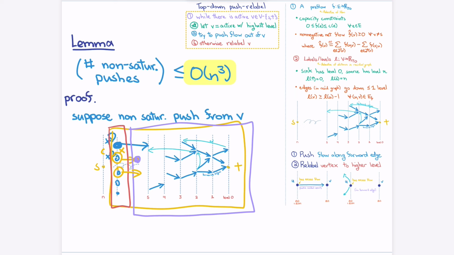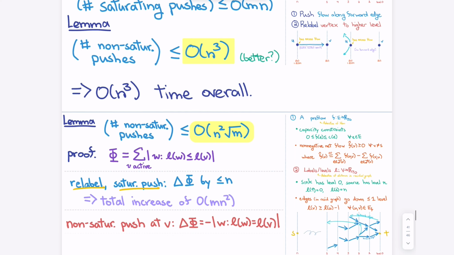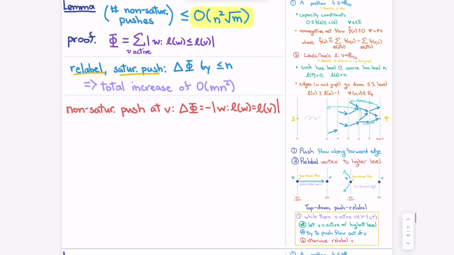So basically we have really good non-saturating pushes that decrease my potential a lot. That's good because we just say, oh, the potential can only be so big, and so I can only have so many of these big pushes. Or they're small, I don't make a lot of progress on my potential, but that can only happen so many times because each one is chipping away at it. So that's what we do. We do this kind of threshold style argument, kind of high, low, big or small.